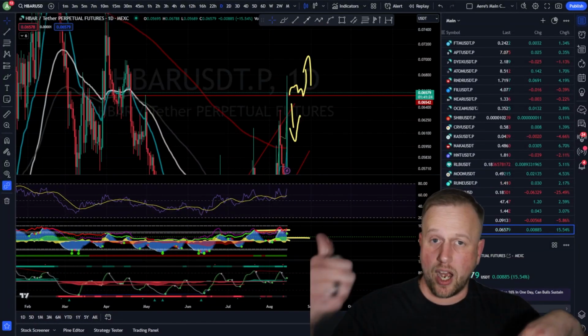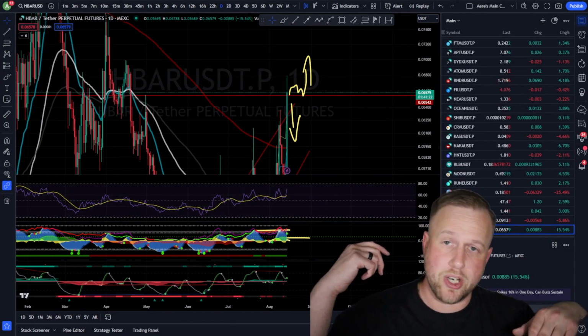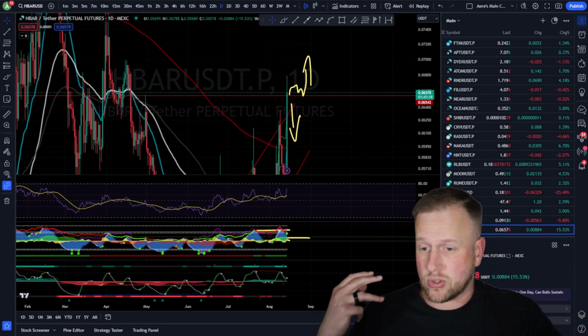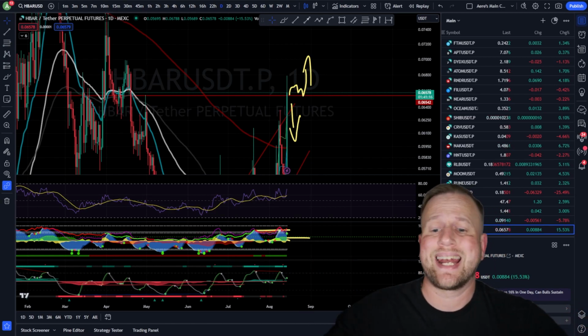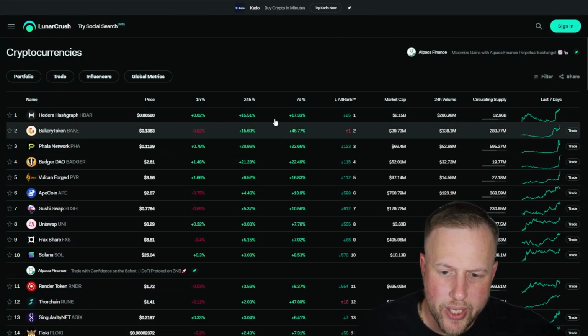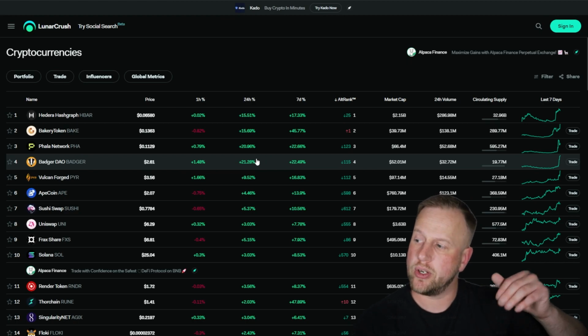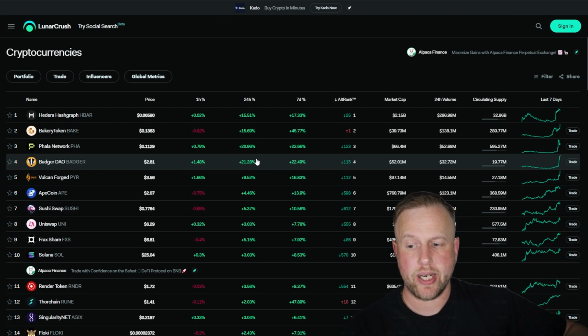Don't forget the dollar, the DXY. Don't forget traditional finance markets. Don't forget the news. Don't forget the macro, the more economic side of it. Sometimes when you see a coin that had a 16% or a 21% run, could have been on a rumor, right? So there's the old saying, buy the rumor, sell the news.